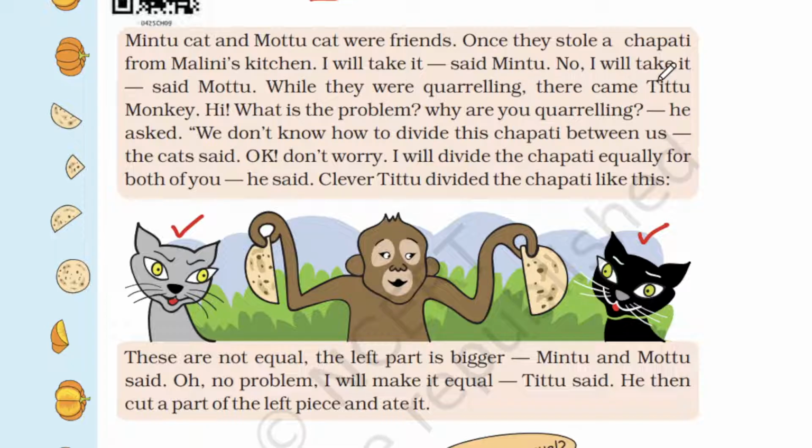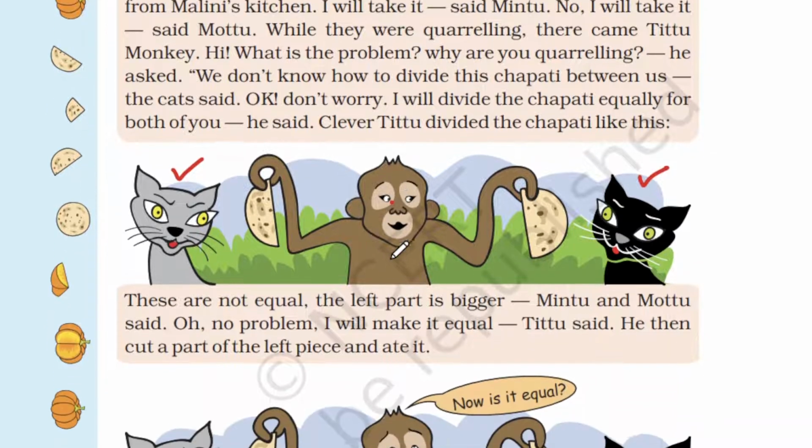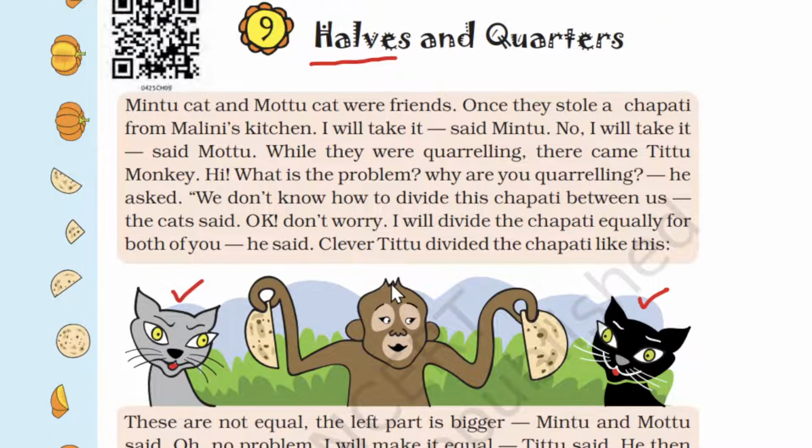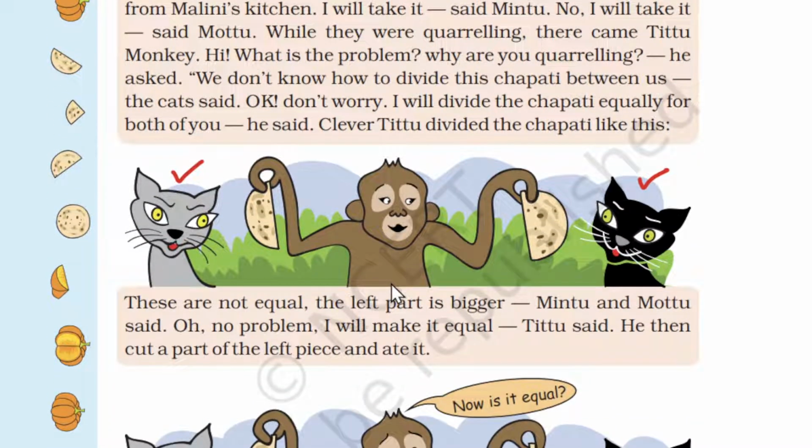there came Tintu monkey. So this is the monkey. "Hi, what is the problem? Why are you quarreling?" So the monkey is asking, what happened? Why are you both fighting? The monkey asked. "We don't know how to divide this chapati between us," said the cats. So these two cats, Mintu and Motu, are telling that we don't know how to divide the chapati. "Okay, don't worry," the monkey is telling. "I will divide the chapati equally for both of you," he said.